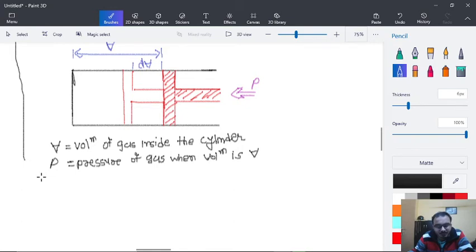Then we have final volume equal to V minus dV, and final pressure is equal to P plus dP.